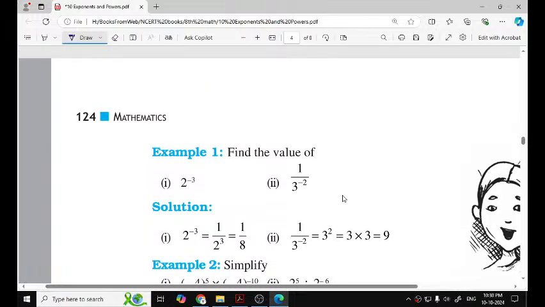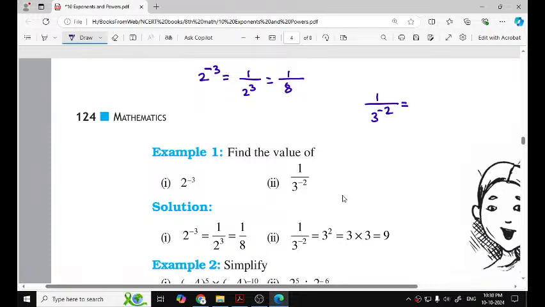Find the value of 2 raised to minus 3, which is 1 upon 2 raised to 3. So this is 1 upon 2 into 2 into 2, that is 1 upon 8. This is 1 upon 3 square, that is, now the number is in denominator with negative power, so bring it in numerator.